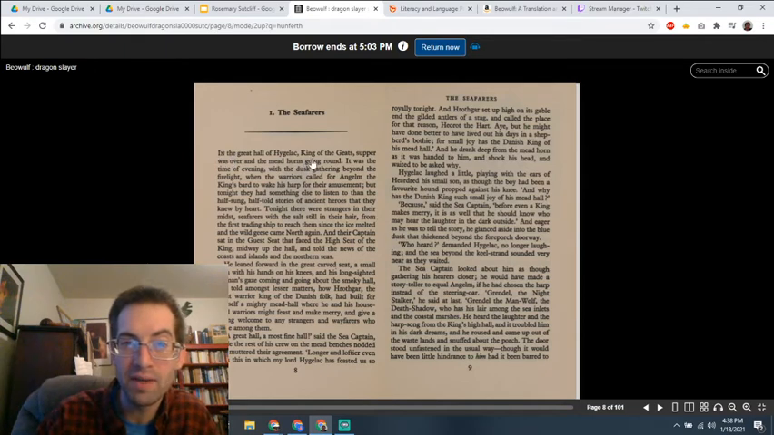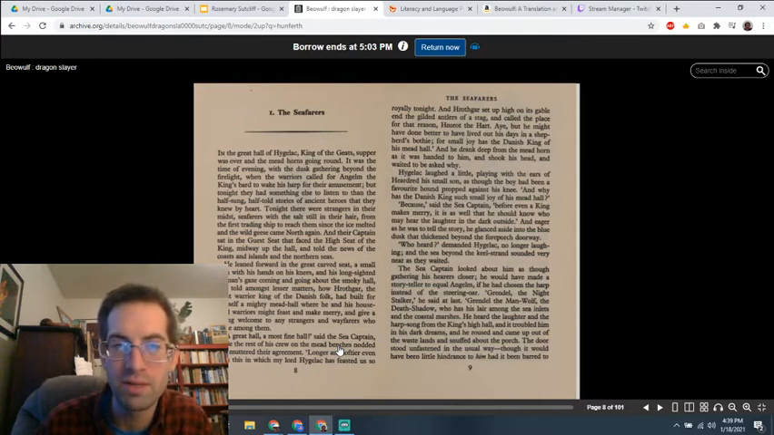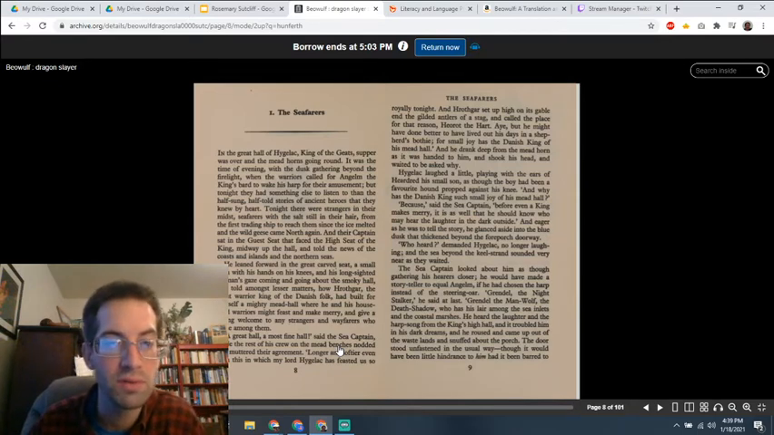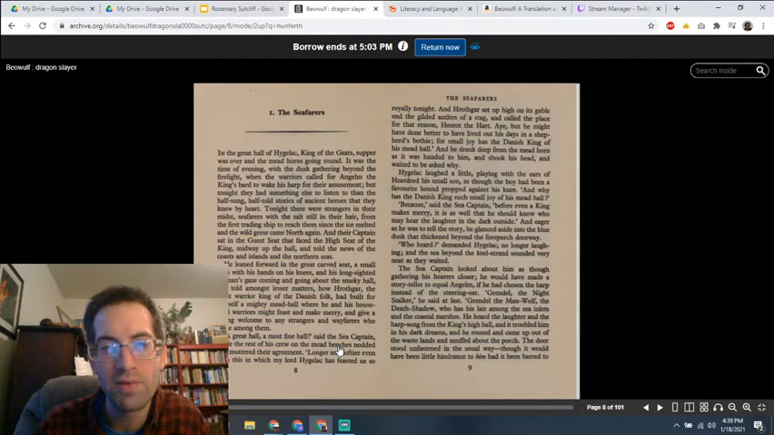In the great hall of Hygelac, king of the Geats, supper was over and the mead horns going round. So it was the time of evening, with the dusk gathering beyond the firelight, when the warriors called for Anjelm, the king's bard, to wake his harp for their amusement. But tonight they had something else to listen to than the half-sung, half-told stories of ancient heroes that they knew by heart. Tonight there were strangers in their midst, seafarers with the salt still in their hair. From the first trading ship to reach them since the ice melted and the wild geese came north again.